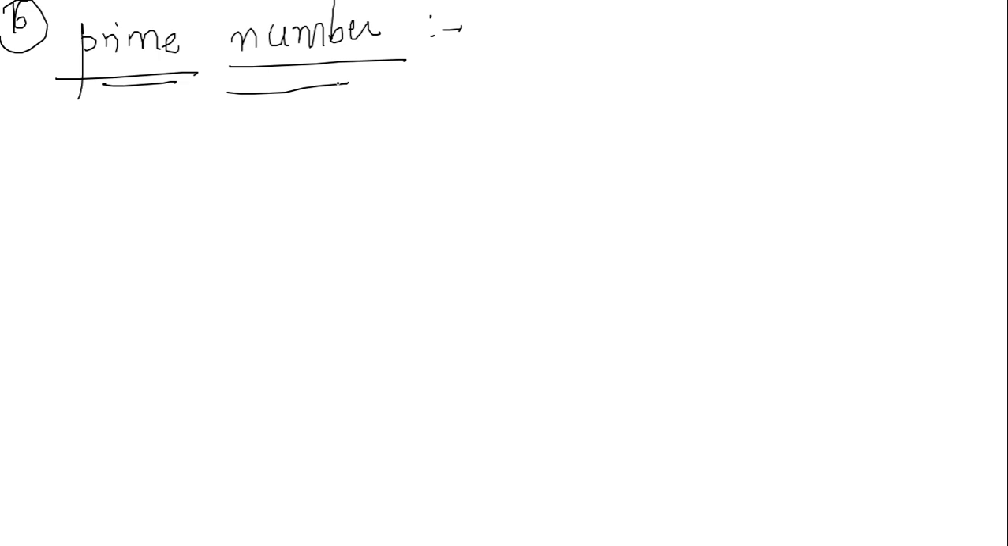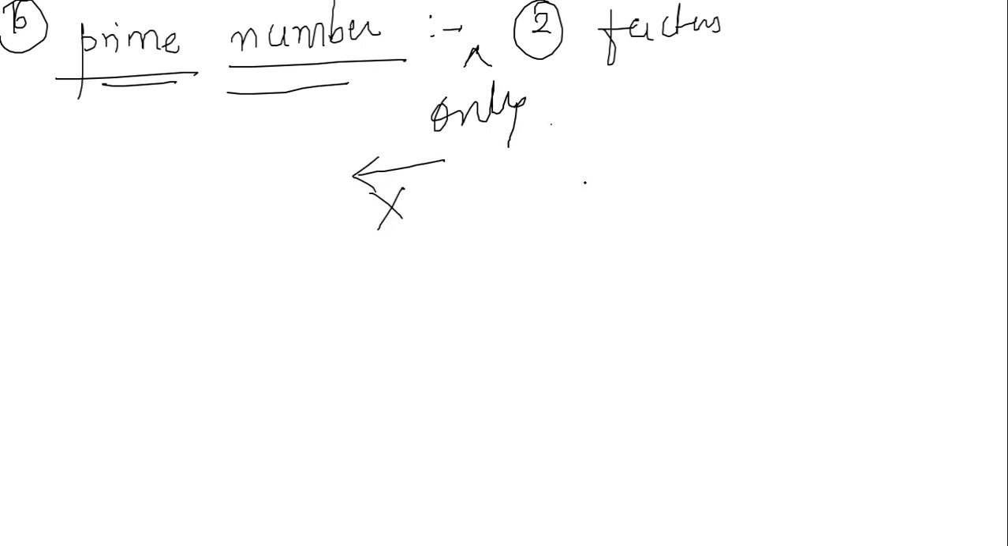So what are prime numbers exactly? Prime numbers are the numbers having only two factors. Numbers having only two factors, not more than 2, not less than 2. We don't want factors more than 2, nor do we want factors less than 2. It means prime numbers are the numbers which have only two factors.